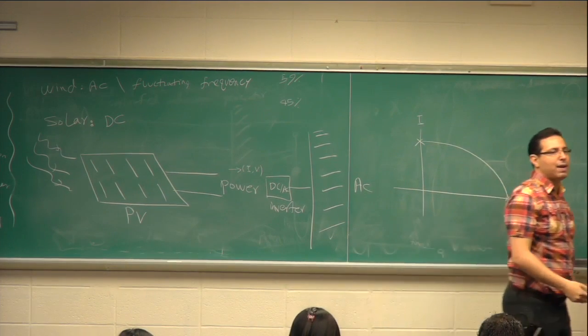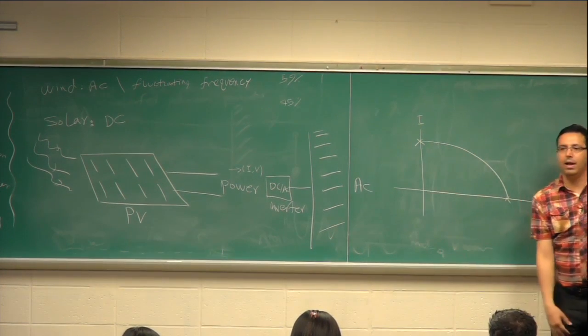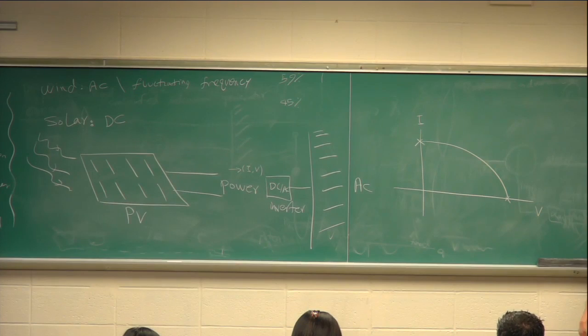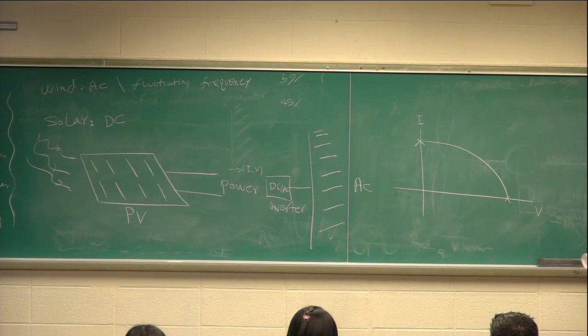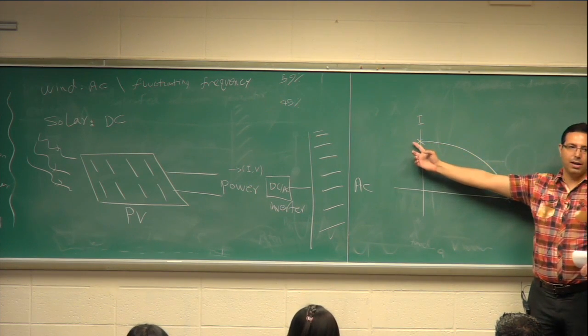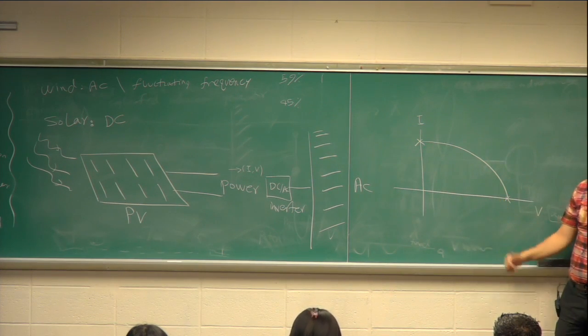So this is a characteristic of a solar panel, and people who work on solar panels try to optimize this curve, come up with the best curve. That's the relationship between current and voltage. And what is the optimal operating point? Is this a good optimal operating point? How much power do I get here? Zero. So what should I do?